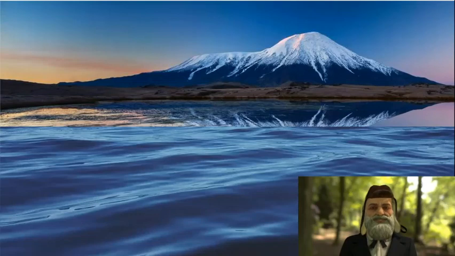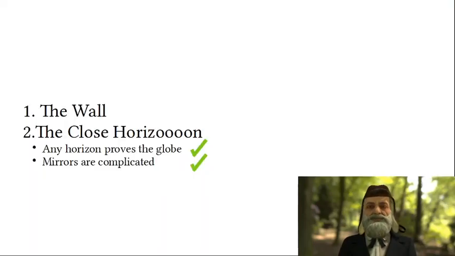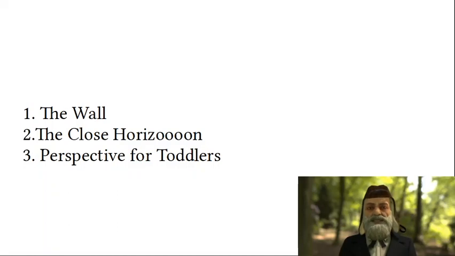Okay, so the point that I want to get across here is that any horizon proves the globe. On a flat earth, we should see no horizon at all. And yes, mirrors are complicated. I get that. So that's what brought me to the third point that I tried to get across to him. I made it really simple. I told him, dude, I know reflection is complicated and the wobbly stuff that you see there, it's confusing. So let's make it really simple. Let's talk about basic perspective that even a 1-year-old can understand.